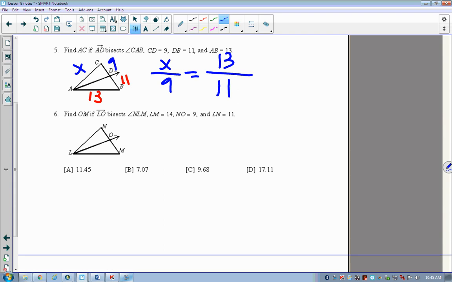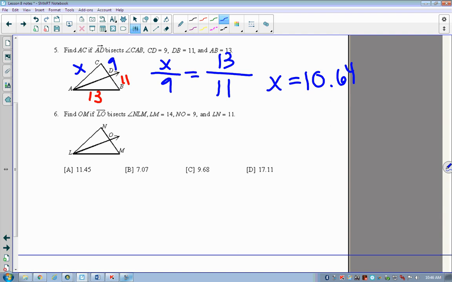Now, there's a couple of different things I could do. Like, I could do x over 13 equals 9 over 11. Okay? But I don't want to cross them up. Okay? So if I'm going to do this triangle over this triangle, then I need to pick corresponding sides on the other end. So I should get 11x equals 117. So x equals what? Should get a decimal. 10.64, right? Okay, so keep that in mind. My answer can come out as a decimal. Okay, that doesn't mean that I did it wrong.